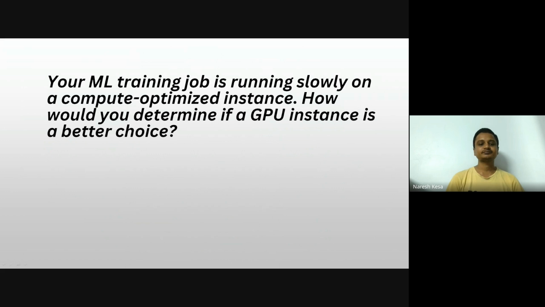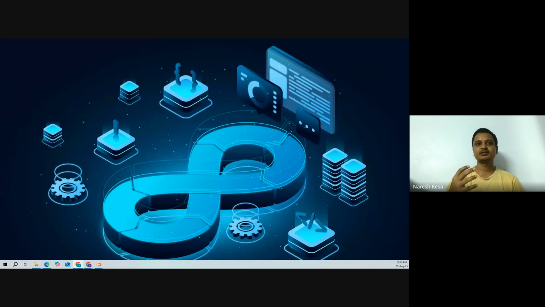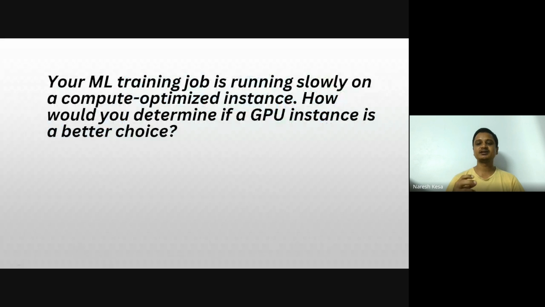And if we run a small benchmark of our training job on both CPU and GPU with a subset of data, we can compare the time for each epoch. If the GPU cuts down training time significantly, it's worth the cost. If the GPU does not improve speed, then we can stay with the CPU only.